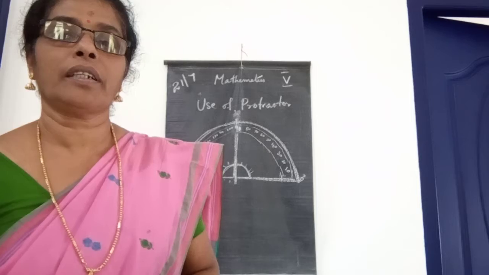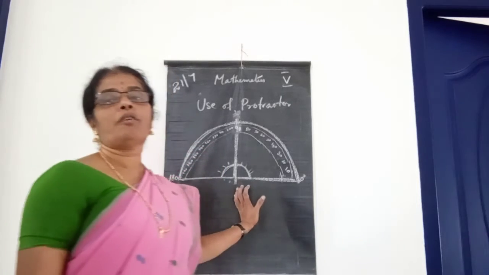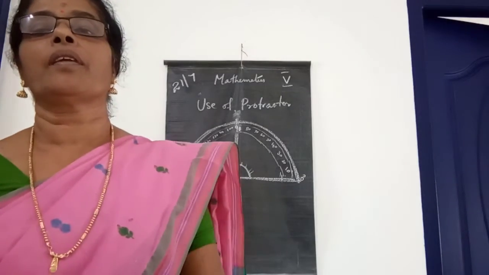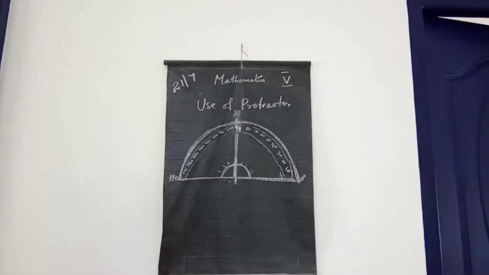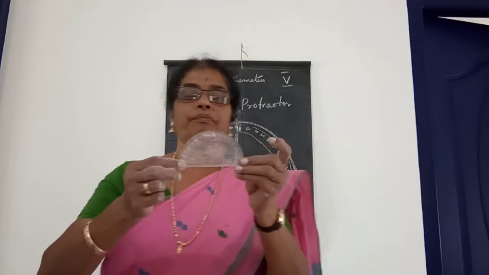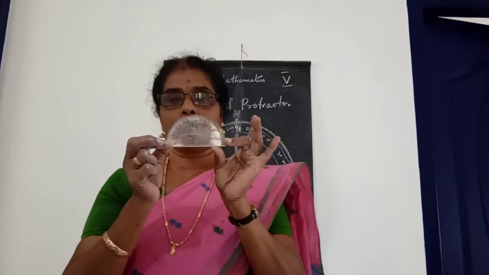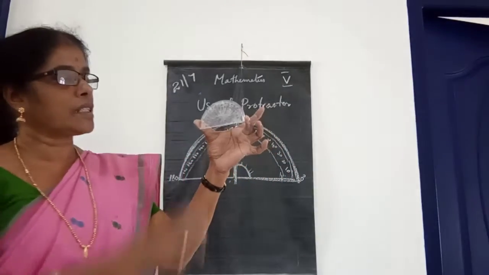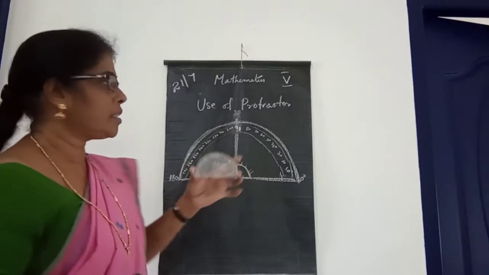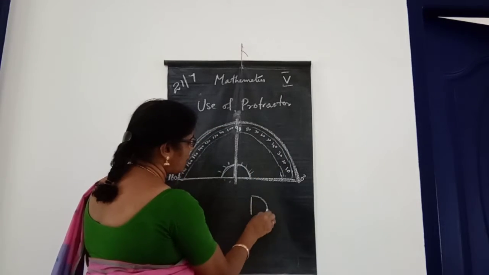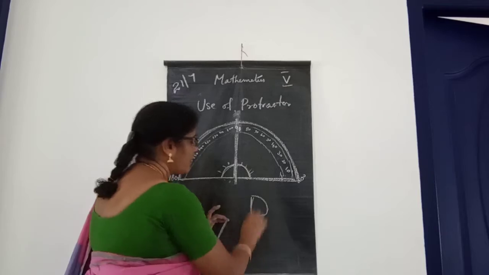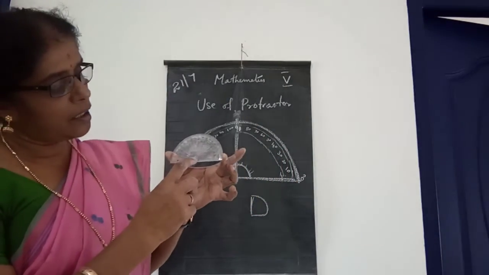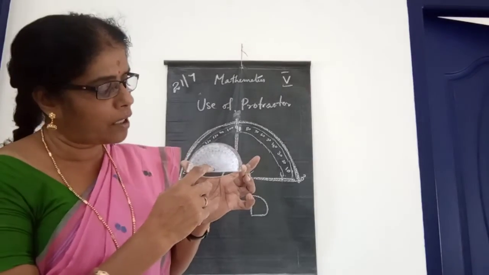Listen here, children. You can see here the picture of a protractor. What is the shape of that protractor? That is the shape of D, isn't it? If we put it like this, then it is the shape of D.